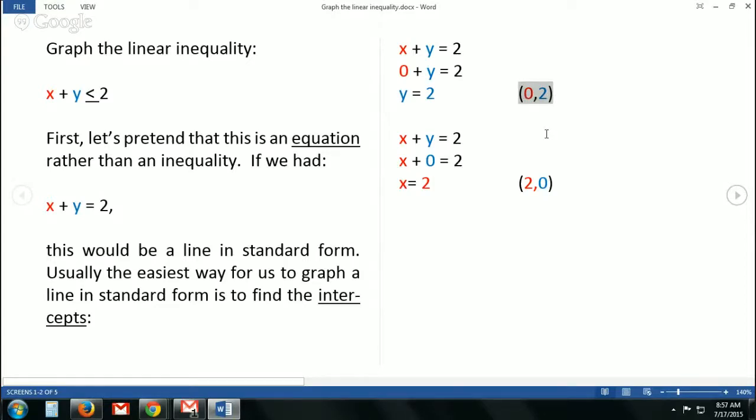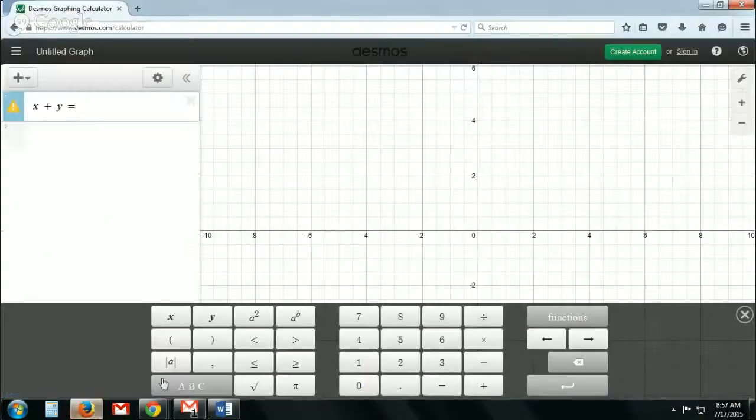If we do the same thing to determine the x-intercept, only this time putting 0 in for y, we'll find that our x-intercept is (2, 0). So now if I wanted to try to graph this line, x plus y equals 2, I have a y-intercept at (0, 2). I have an x-intercept at (2, 0), and the line would look like that.